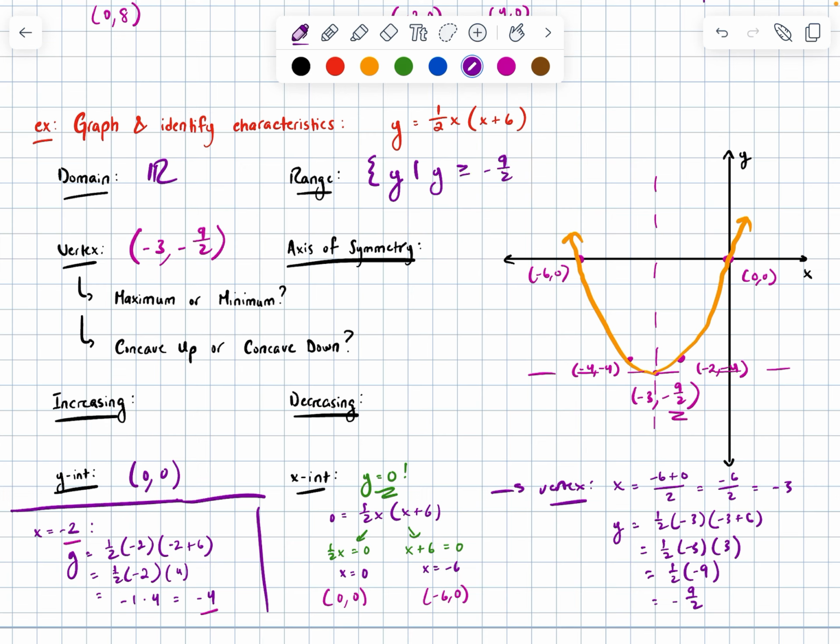I'm increasing to the right of the axis of symmetry, so I'll write this in interval notation. So at -3 is where I start, and then I go all the way off to positive infinity. I decrease to the left, so I go all the way off to the left to -infinity, and then I stop there at that -3.